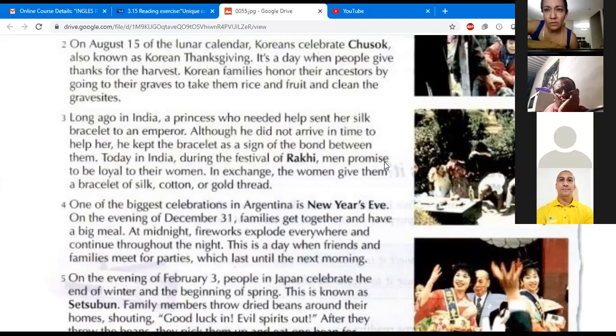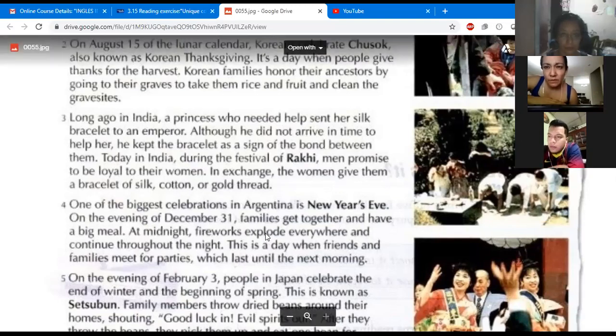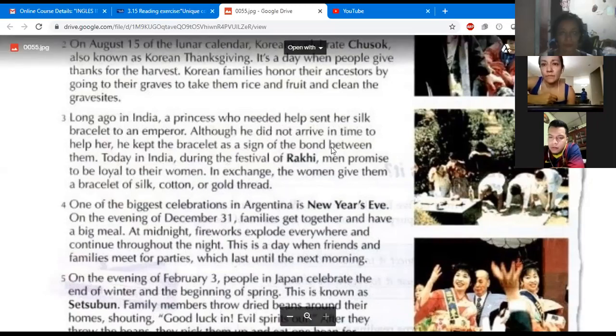Gold thread? Gold thread. Thank you. Okay. Questions? No questions. Okay. What is bond? A sign of the bond, between, connection. Bond is like the connection, the chemical connection they have. Okay. And during the festival of Rakhi, is the name, right? Rakhi is the name of the festival. Like when you say Carnaval de San Miguel, right, or something, the name for it.